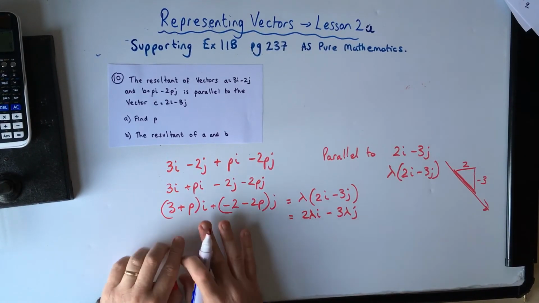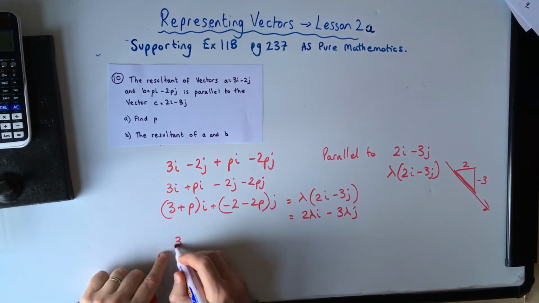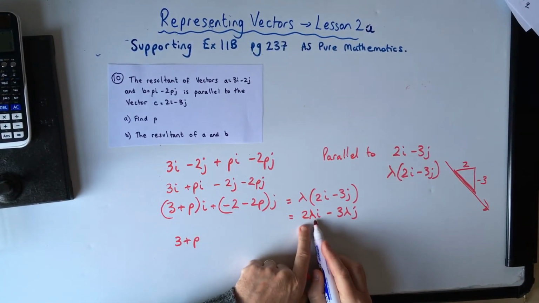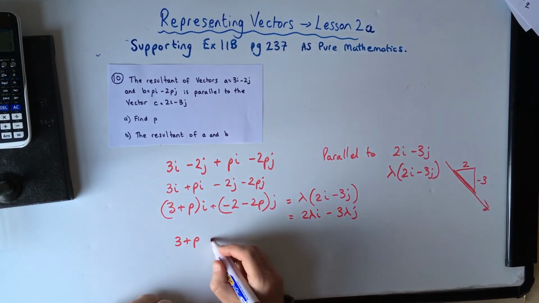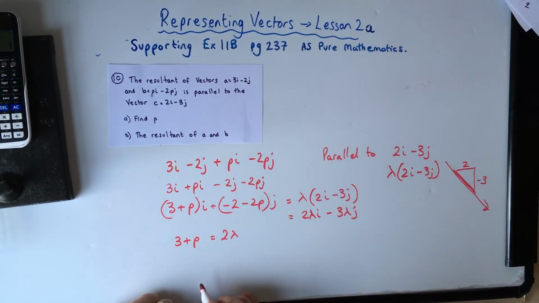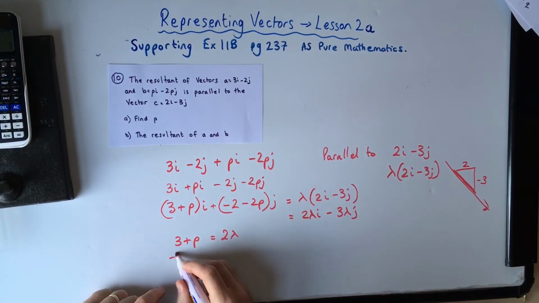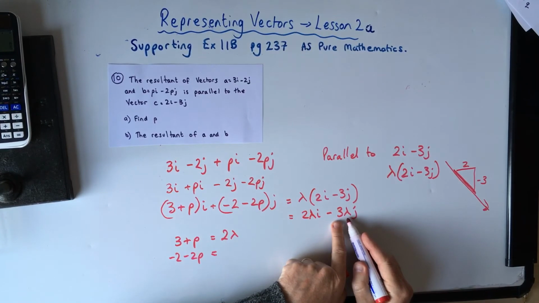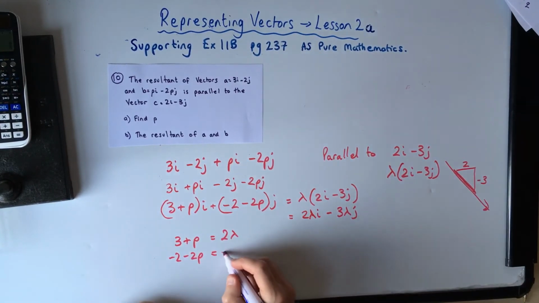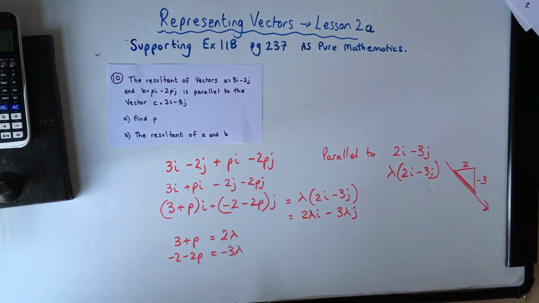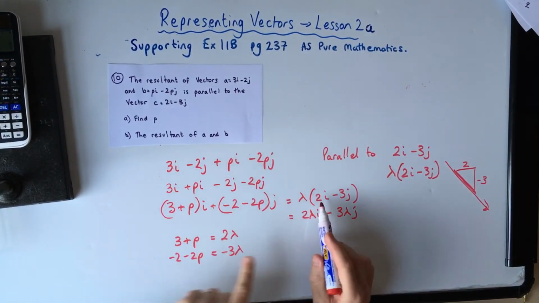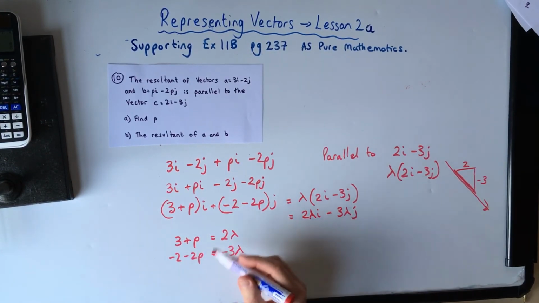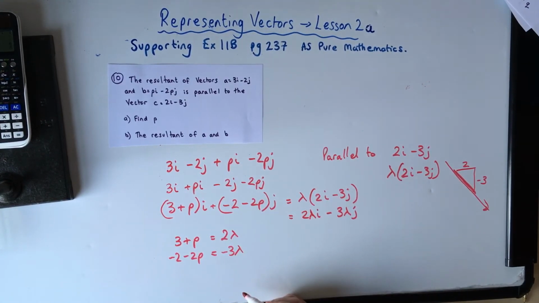In other words, if it's equal to it, then 3 plus p, what's in front of i here, has to be what's in front of i here. And in front of i here is 2 lambda. And minus 2p, and the j has to be equal to what's in front of j here, which is minus 3 lambda. So this happens when the i's are equal and the j's are equal. Okay. And you can see here that we've got two simultaneous equations.